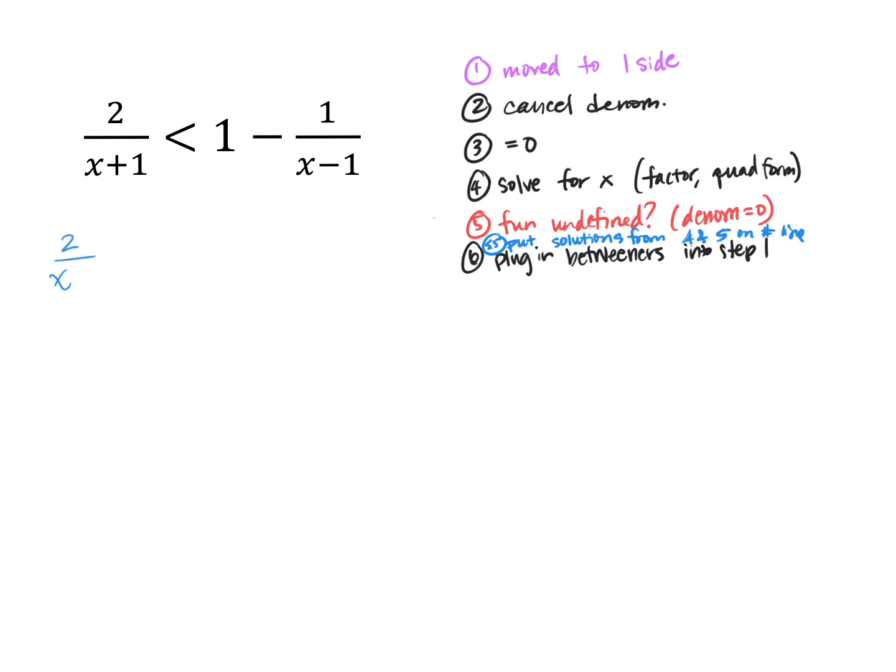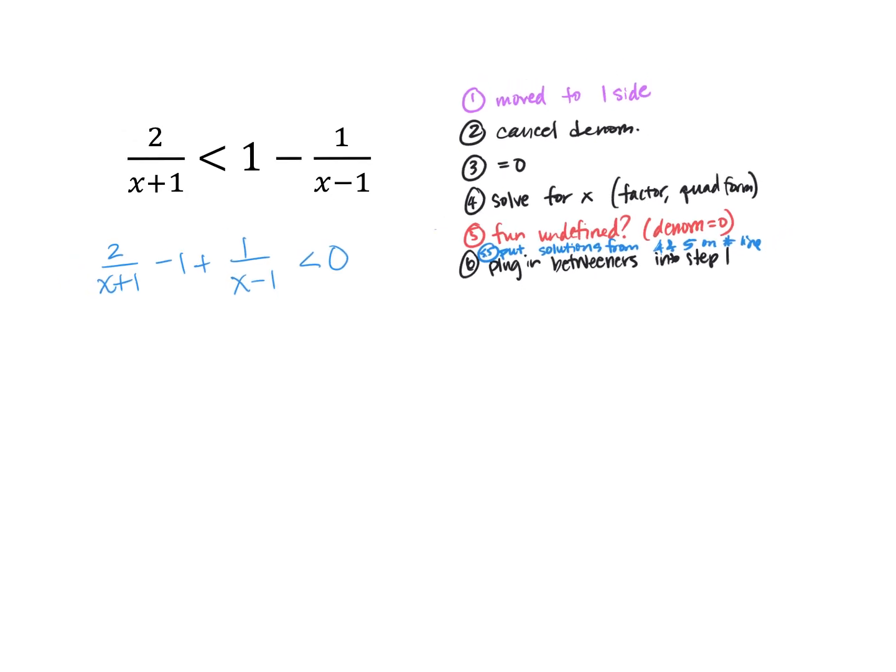So I'm going to leave 2 over x plus 1. Then we have a minus 1 and then a plus 1 over x minus 1 is less than 0. I just don't like having negative fractions. There's a lot of funky little pluses or minuses.